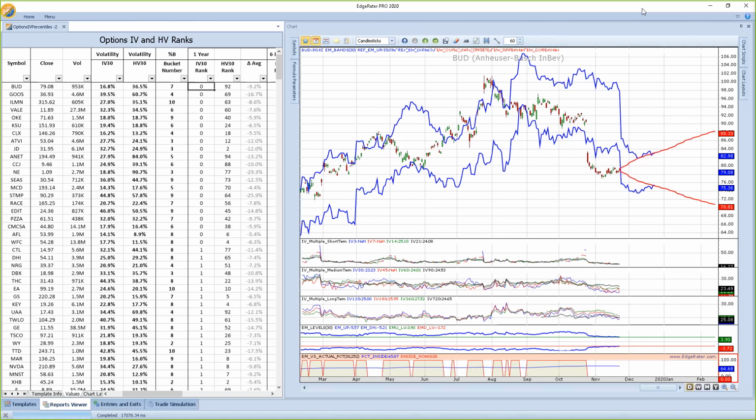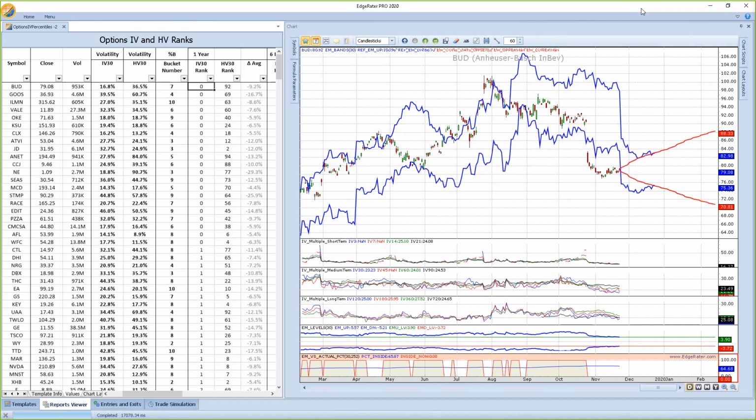You're looking for situations in which there's a high probability that it's going to move outside the range that the implied volatility is telling you, and that's where you have an edge in trading.